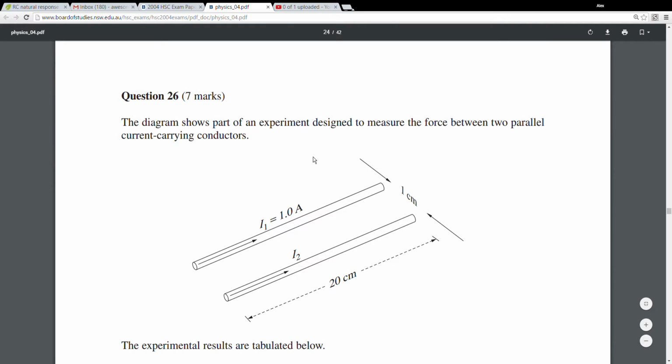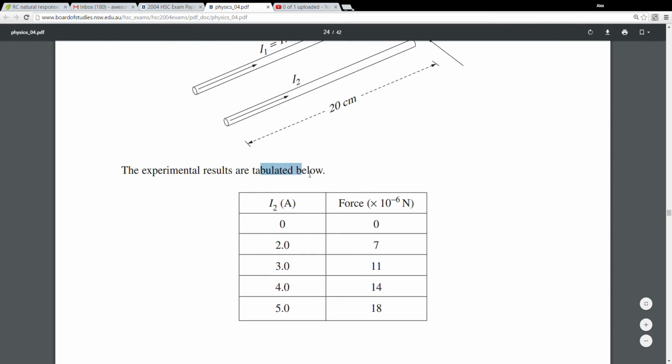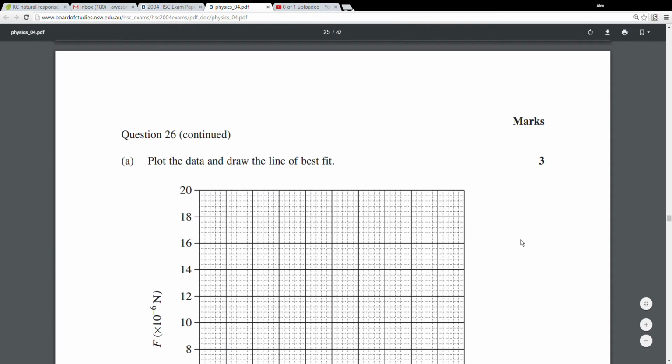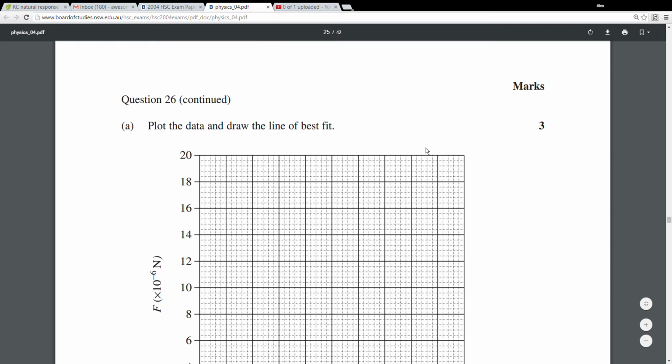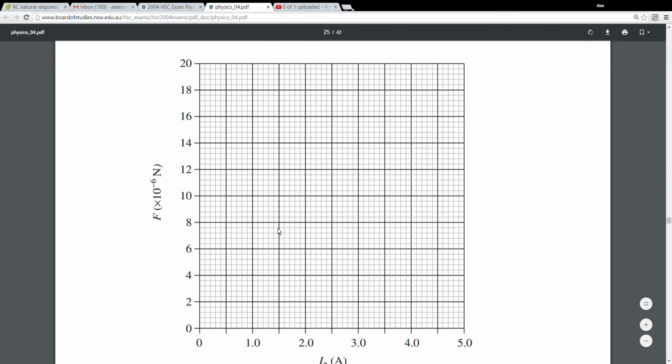Alright, the diagram shows part of an experimental design to measure the force between 2 parallel current-carrying conductors. So we have tabulating, so we're probably going to do a line of best fit. Yep, plot the data and draw the line of best fit. 3 marks. Alright, I guess just do your best here.